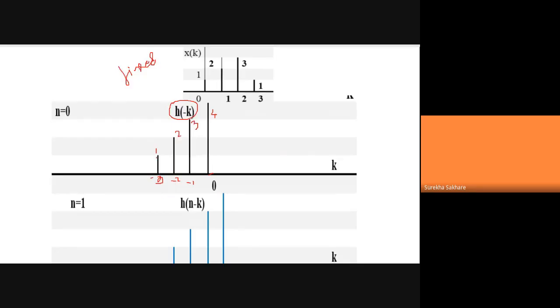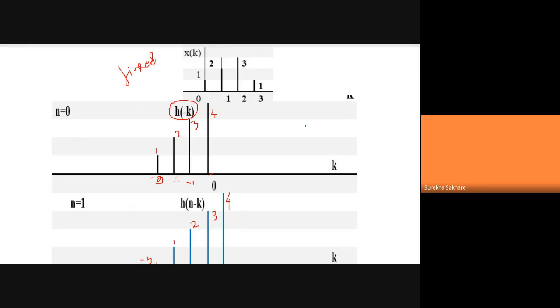So when you are inserting n equal to 1, it has shifted. Just see the sample, and this 1 has come to this. So this is actually minus 3. This is minus 2, minus 1. This is a 0 here. And the 4 value has come to 1. This is 3. This is 2. This is 1. Exactly.